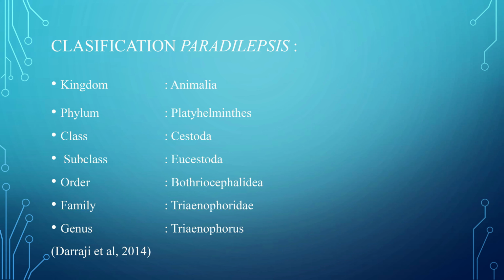Classification of Triaenophorus. Phylum Platyhelminthes, class Cestoda, subclass Eucestoda, order Bothriocephalidea, family Triaenophoridae, genus Triaenophorus.